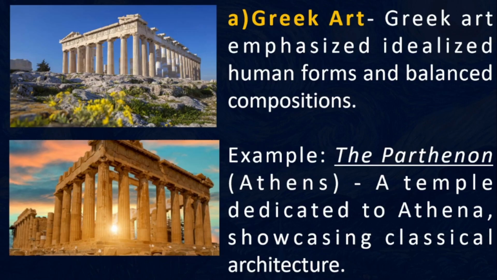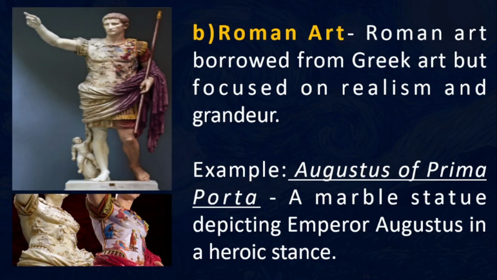3. Classicism, the Greco-Roman art. C. Greek art. Greek art emphasized idealized human forms and balanced compositions. Example, the Parthenon, Athens. This Doric temple dedicated to Athena showcases perfect symmetry and proportion, embodying the Greek pursuit of architectural perfection. The use of marble and intricate friezes depicting mythological battles highlight both artistic and engineering mastery. It remains a symbol of democracy and cultural achievement.